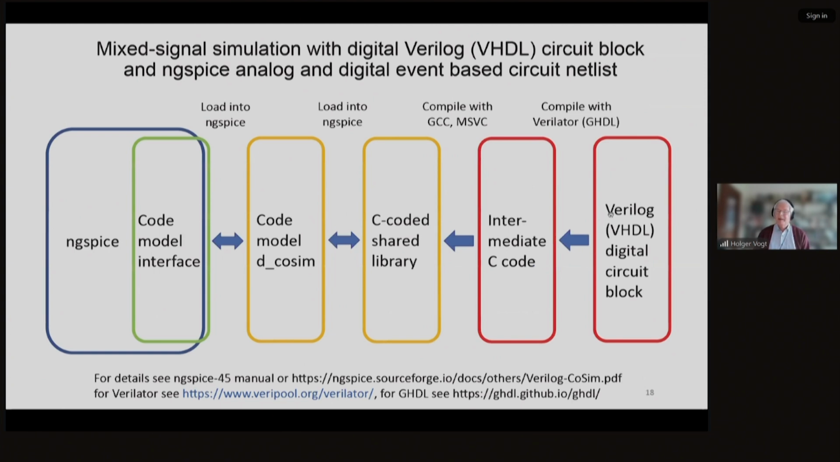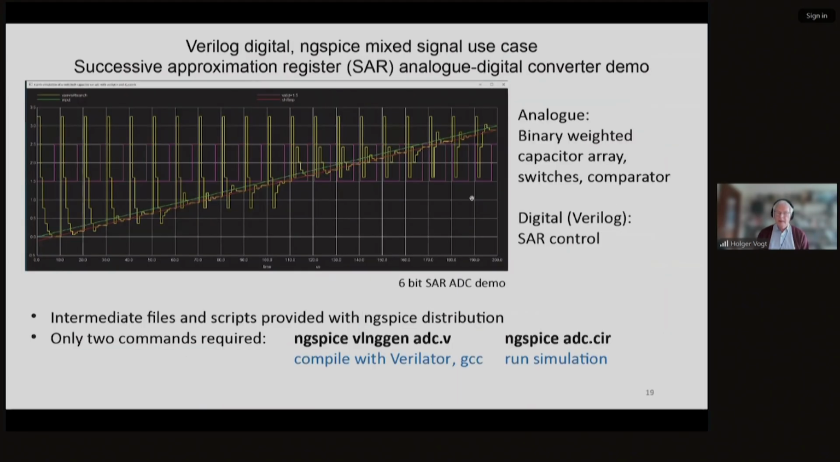You have the Verilog code on the far right. You compile it with Verilator into some intermediate C code. You compile it with GCC or the Microsoft compilers into a C code shared library. And this is then loaded via a code model into Ngspice. So if you have digital blocks, you can simulate them together with analog. The digital block is here, analog is here, and this is an intermediate step, and this is fairly automated. We'll see it in a minute.